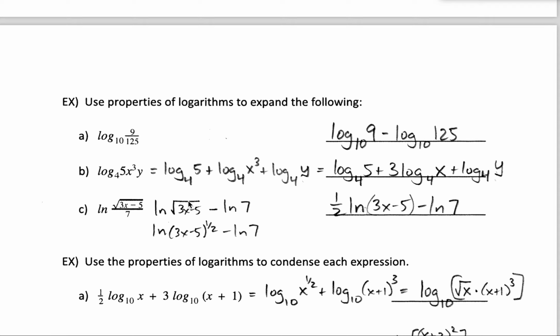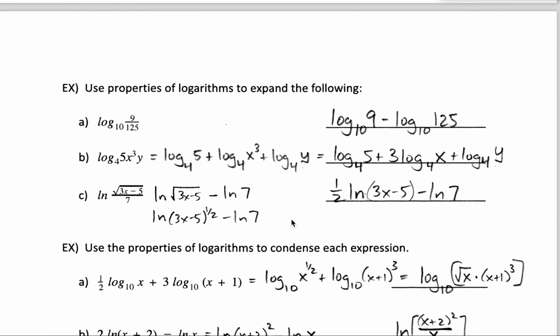So a square root is the same as a power of 1/2. Now that we have an exponent, use the exponent or power rule and move that exponent to the front so it's a multiplier instead. So now we have 1/2 in the front times the natural log of the quantity 3x minus 5 minus the natural log of 7.